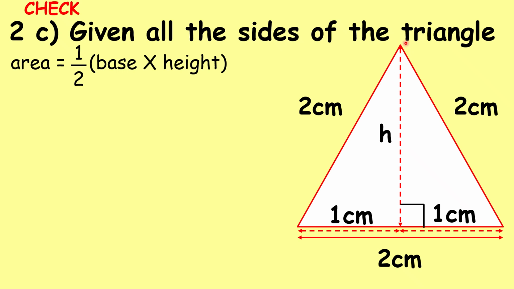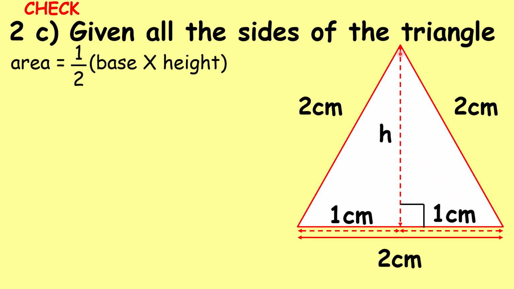So we'll divide this triangle into 2 from the peak all the way down to the base, and that divides the base into 2, so we have 1 centimeter here, and also 1 centimeter here. But the whole objective is to calculate the perpendicular height. So we have 2 here, and we have 1 here, and we also have the height here.